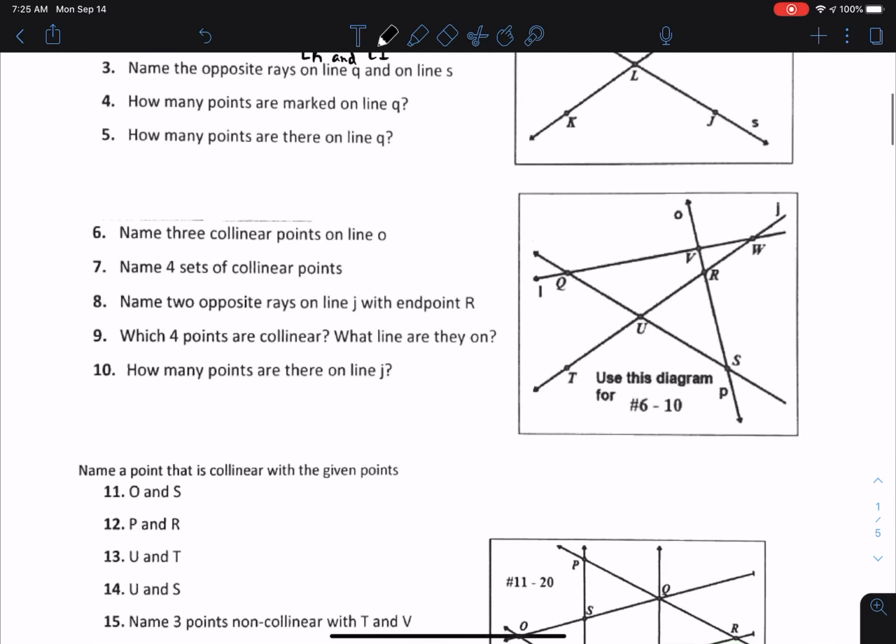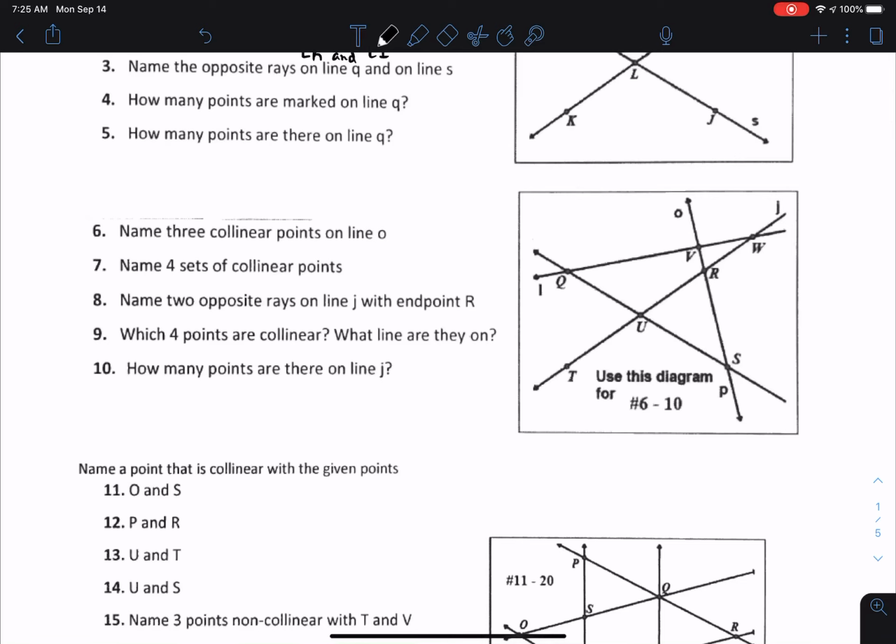So let's look at number 6. Name 3 collinear points on line O. Okay, we just did that in the previous one, so I'm not going to do that one. Did opposite rays. We know what collinear points are. All right, so let's do that last one. This one should be pretty straightforward.